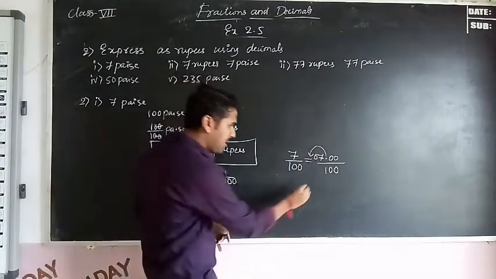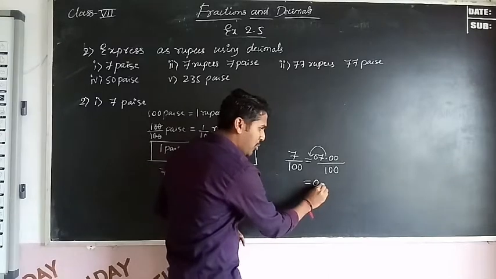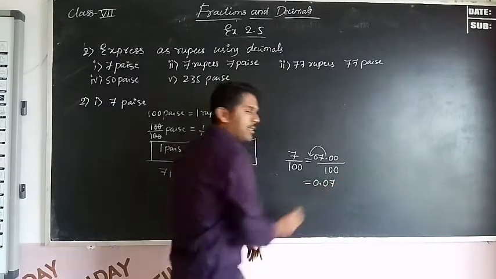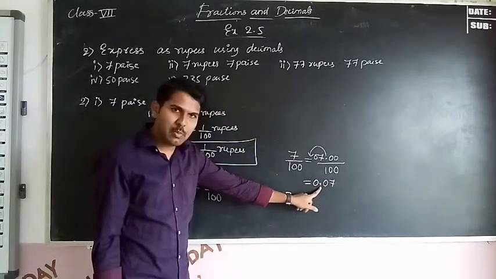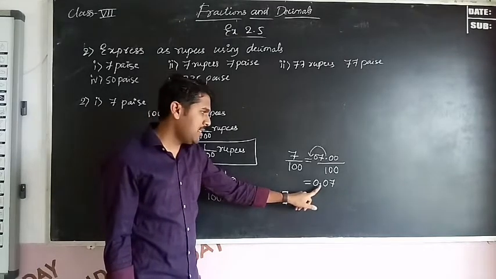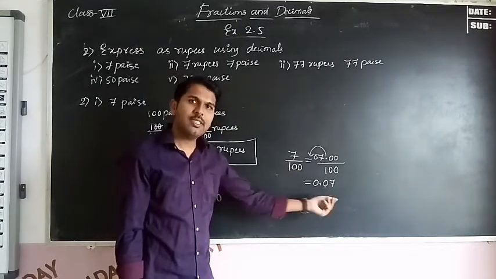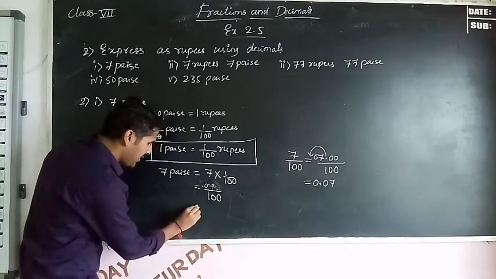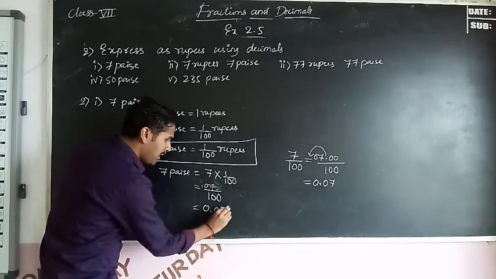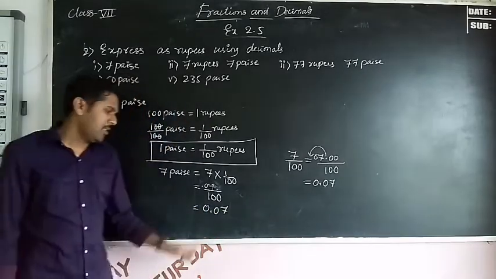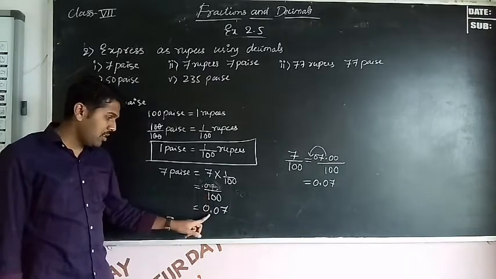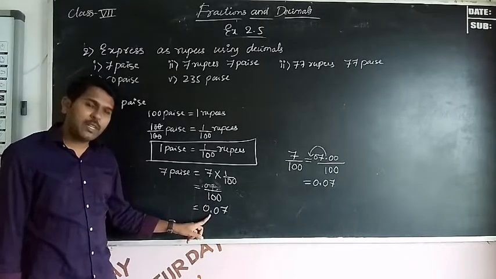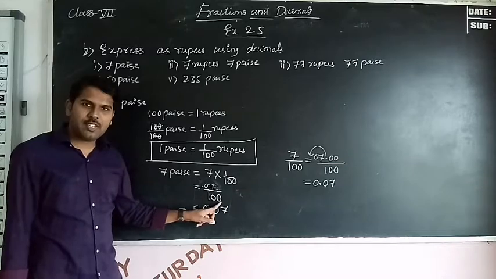So what will be the answer? 0.07. Why? You are shifting this decimal point. So that means 0.07, this is the answer. What is the answer? 0.07. The decimal point should be shifted to the left side by how many places? 2 places, because here 2 zeros are there.